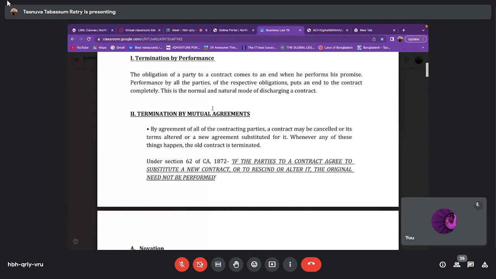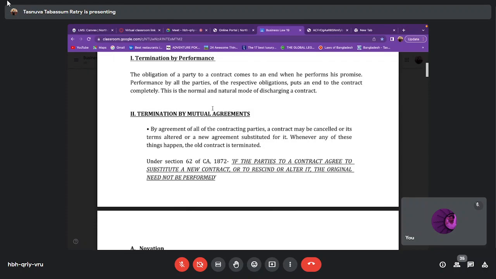So if the parties, with the consent of all the parties, decide that they want to cancel the entire agreement or they want to alter the terms and conditions of the agreement and form a new agreement by substituting the older agreement, the old contract is terminated by mutual agreement.